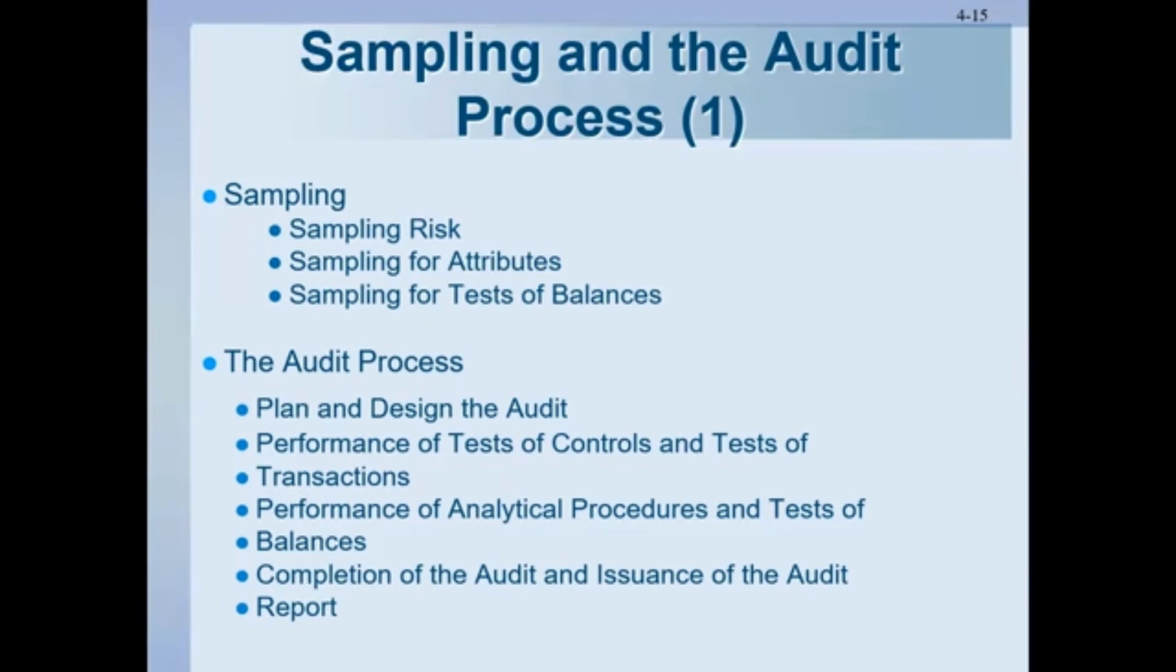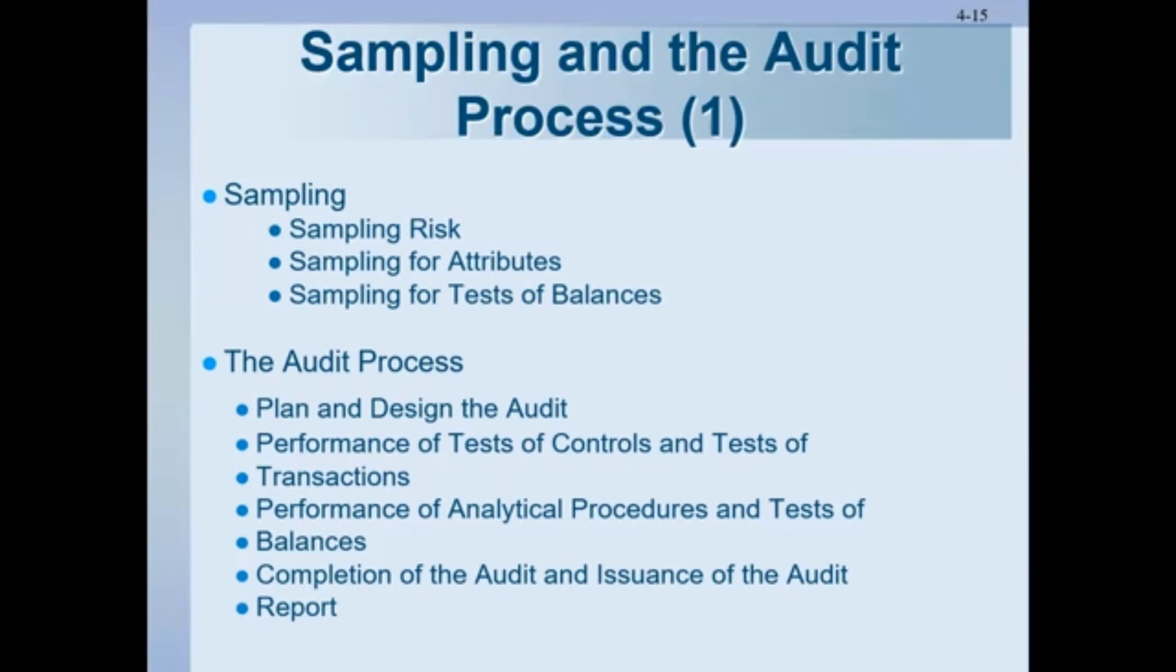Sampling for attributes. Sampling for attributes is used when the auditor performs tests of controls and tests of transactions. It involves estimating the exception rate of the population based on a proportion or the sample of the population.